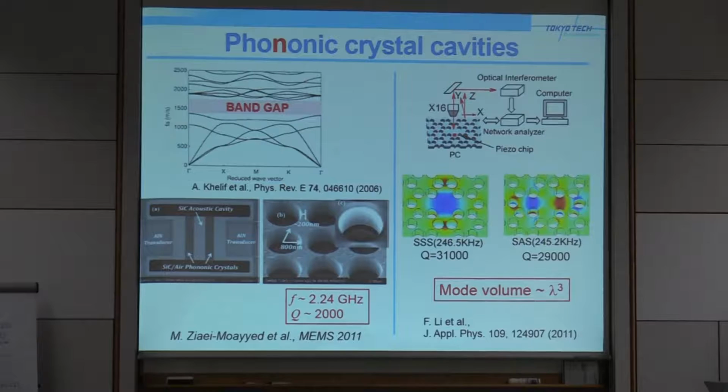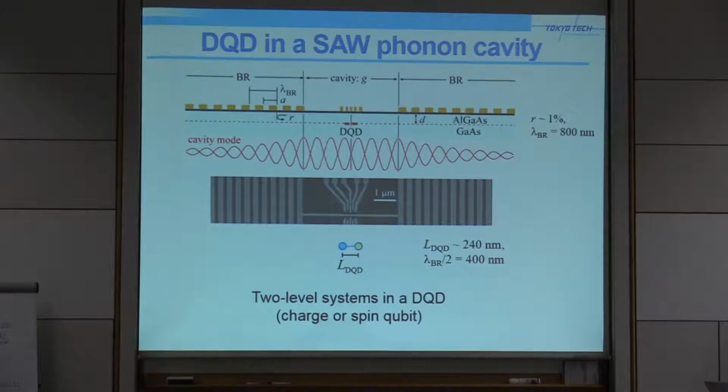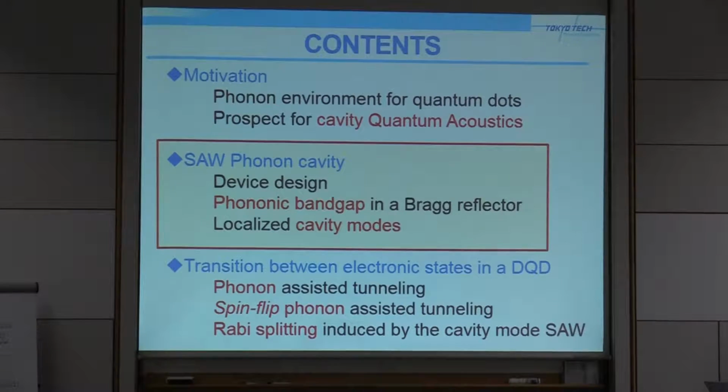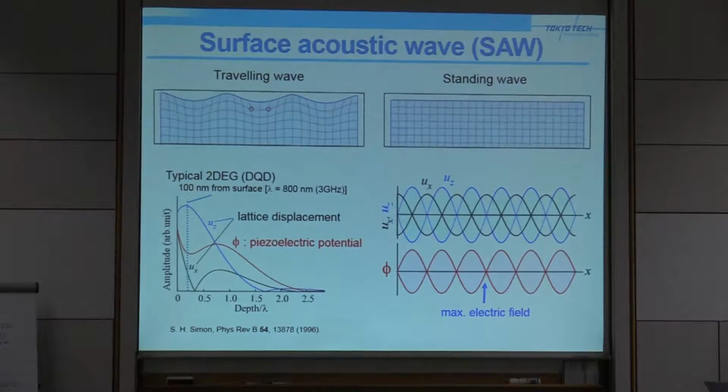However, for the cavity quantum acoustic purpose, we have to have some active device, or a double quantum dot in our case, inside the phonon cavity. So that is the reason why I chose the double quantum dot coupled with the surface acoustic wave phonon cavity. Okay, so I will move on to some technical detail of our surface acoustic wave phonon.